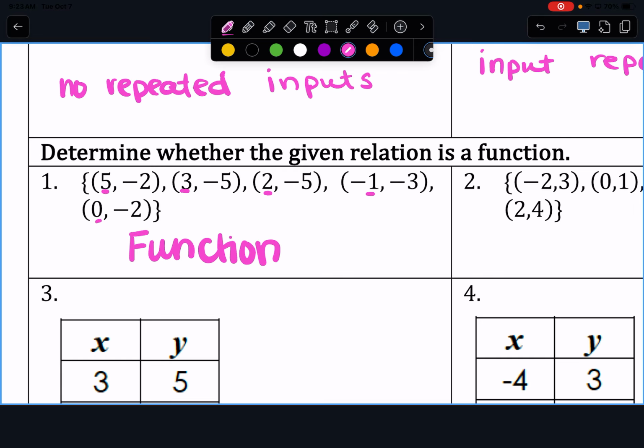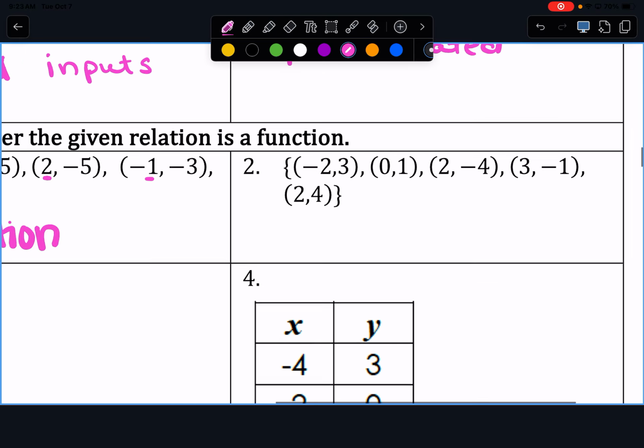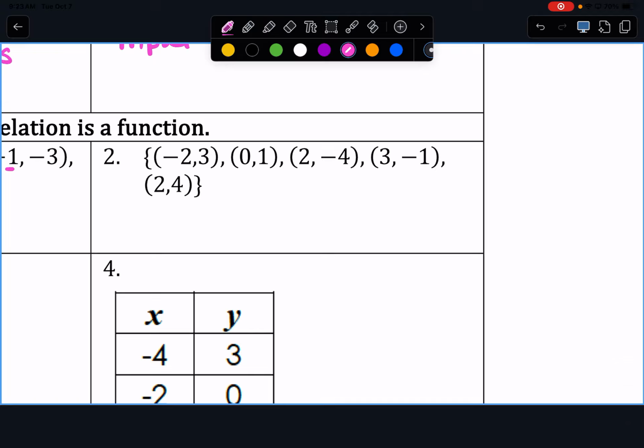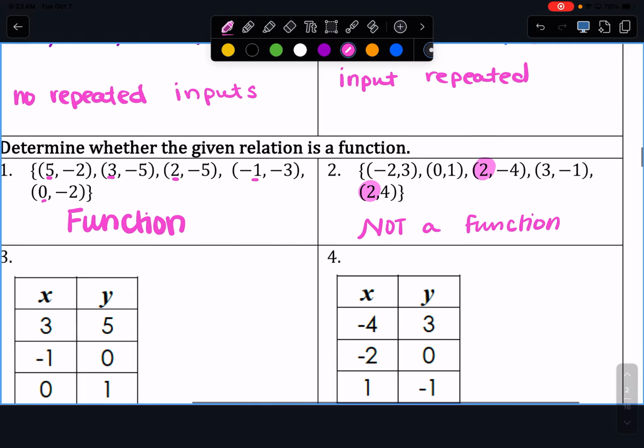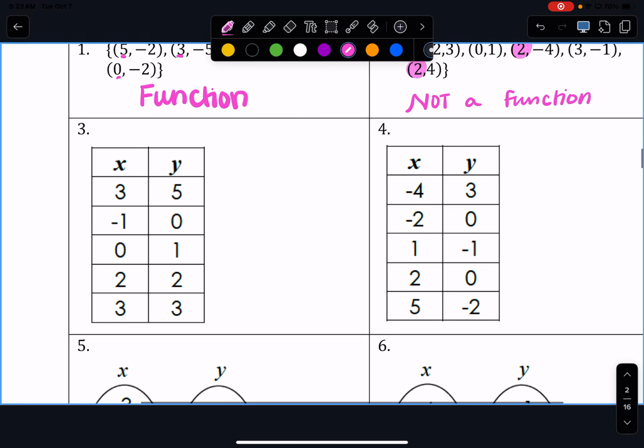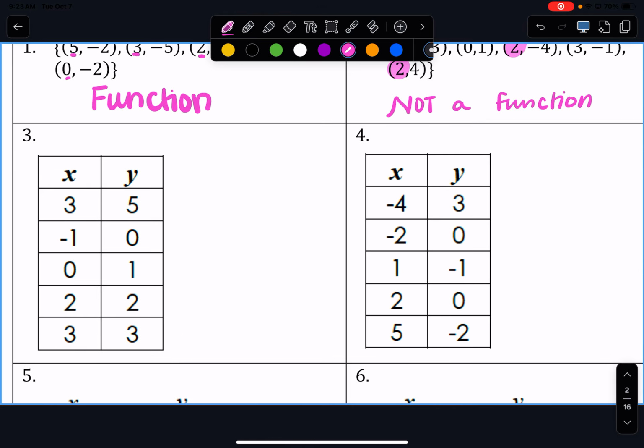Okay, then we're going to look at question 2. So question 2, do we have any repeated inputs? There are two 2s. So is that a function or not a function? So we're going to put not a function. All right, now we're going to look at question 3. So both of those are sets of ordered pairs. Okay, now we're going to look at tables. These are tables. So for 3, is 3 a function? Why not? There are two 3s. That makes it not a function.